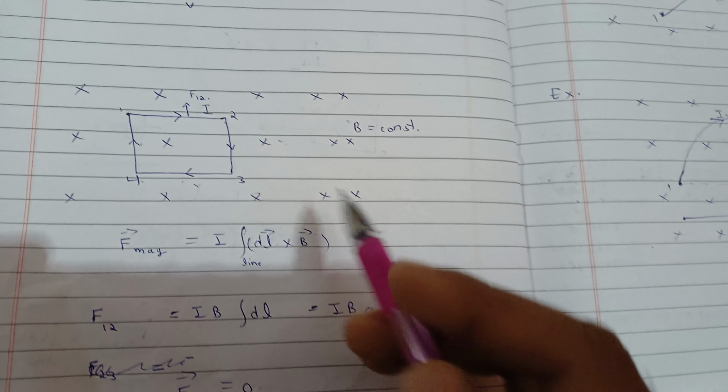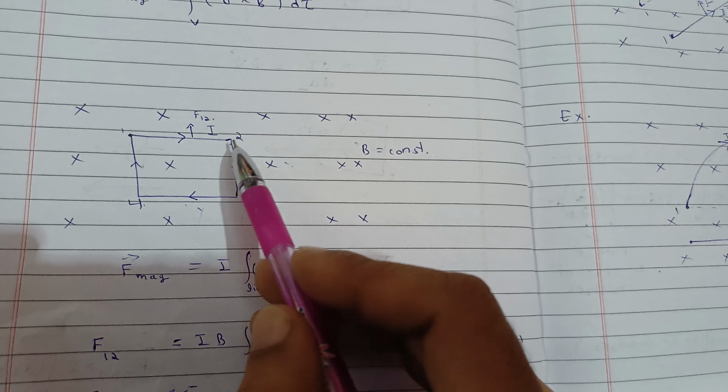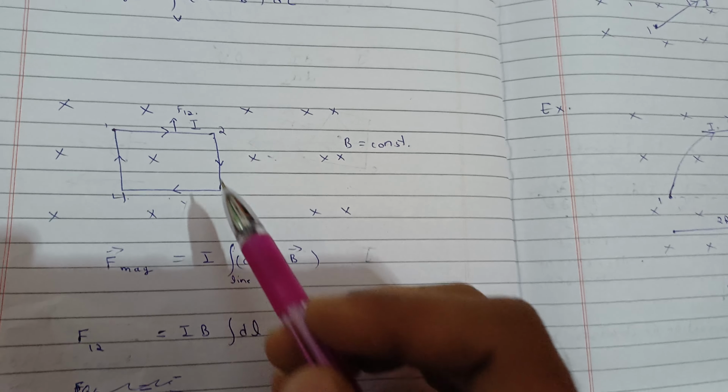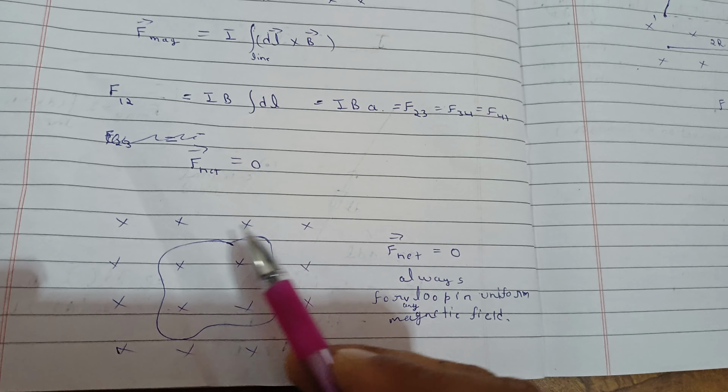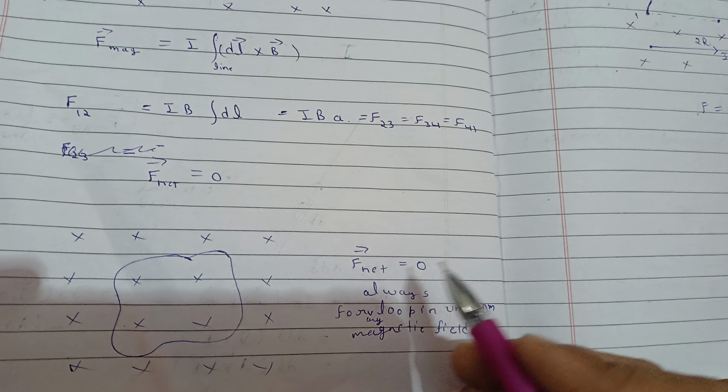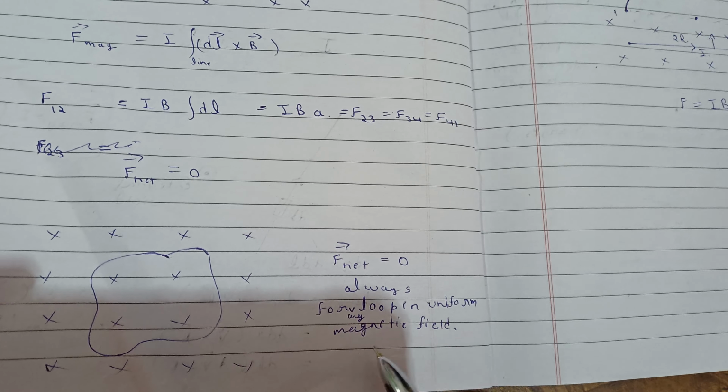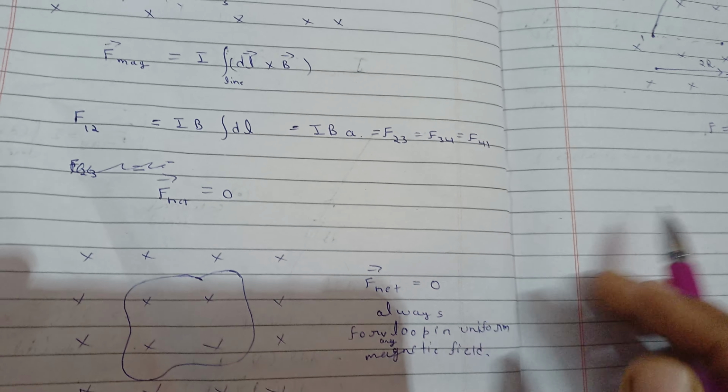So this is a general case. For any loop, whether symmetric or unsymmetric, the complete magnetic force will always be 0. That means for a current loop, F net is always 0 in a uniform magnetic field. So you must remember this result.